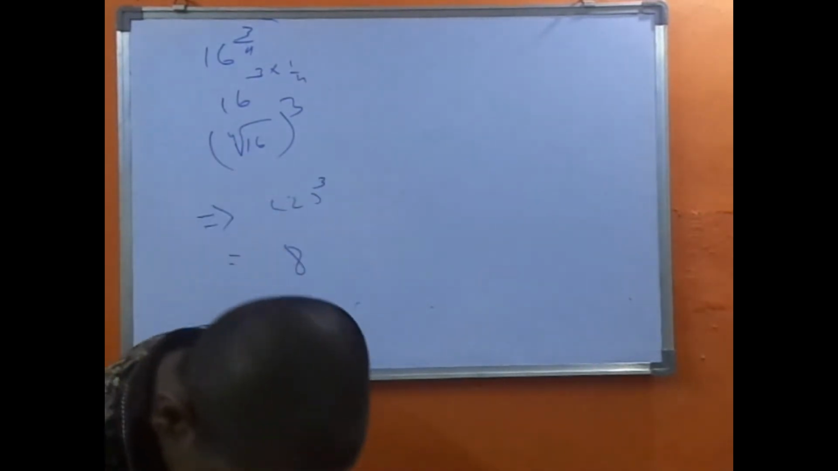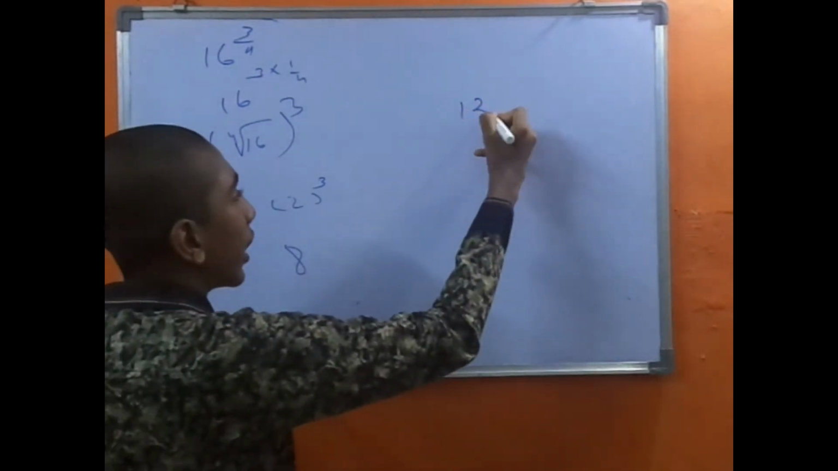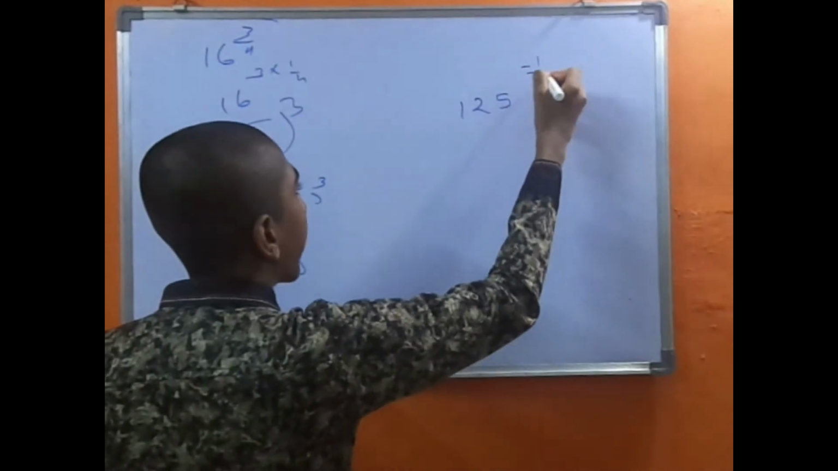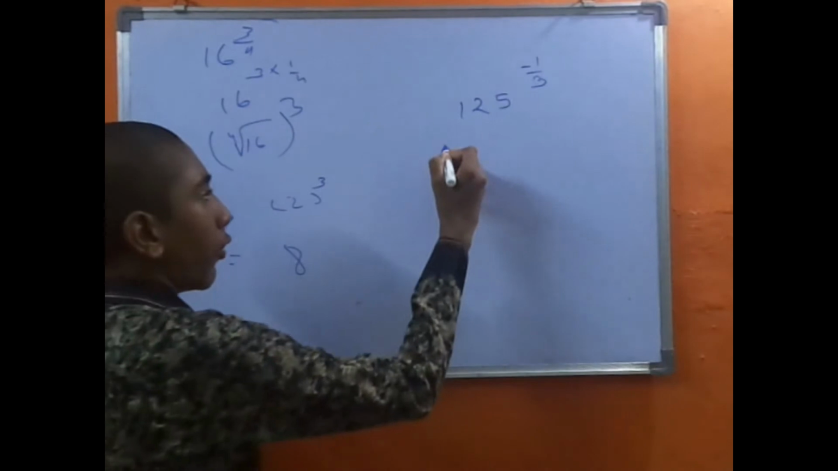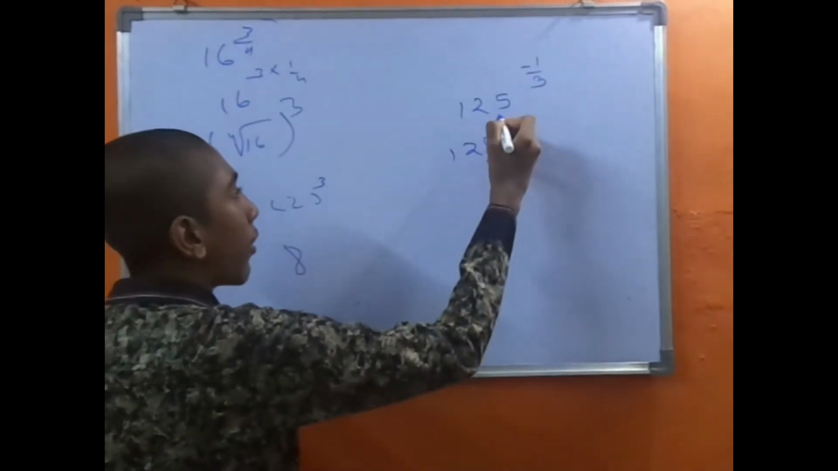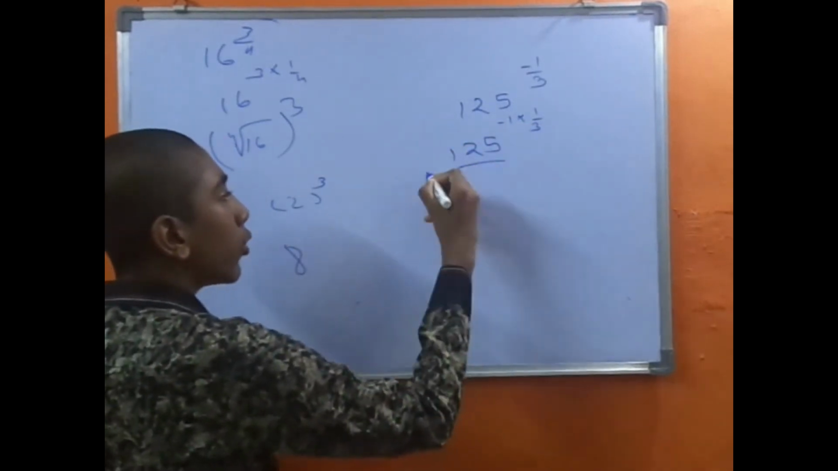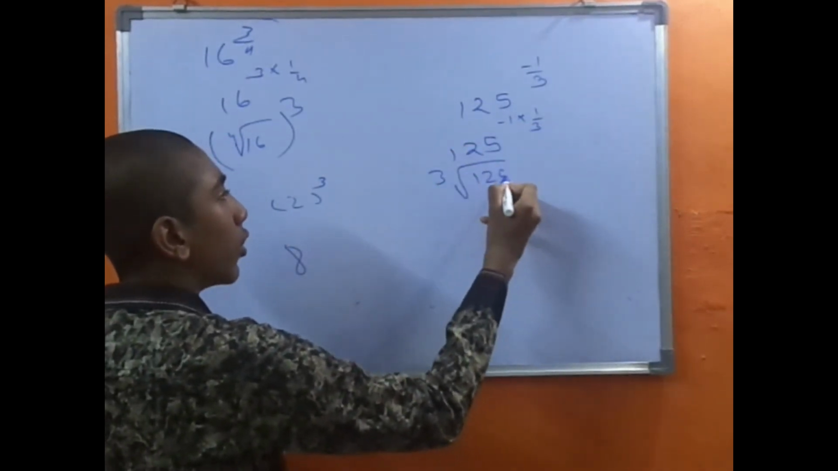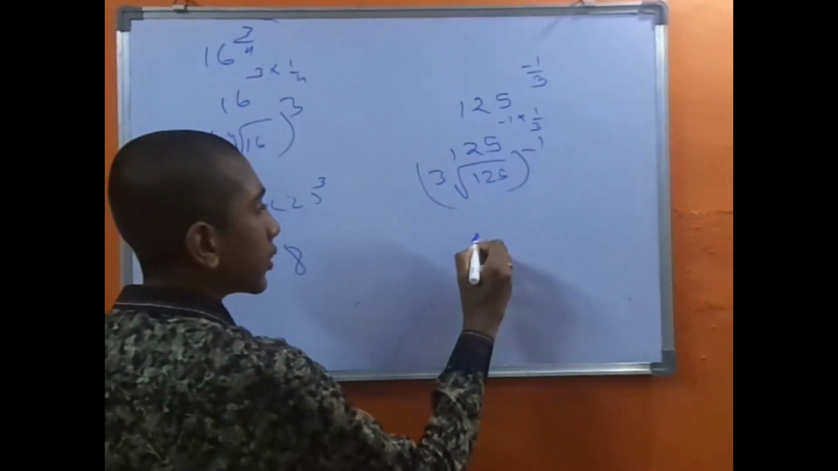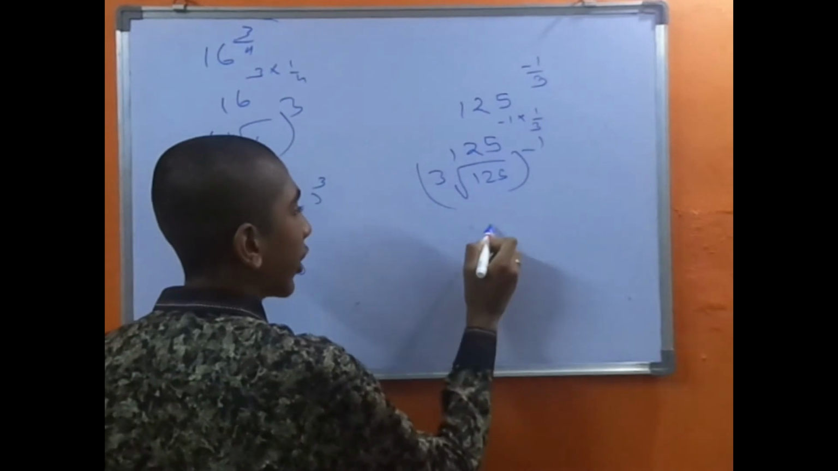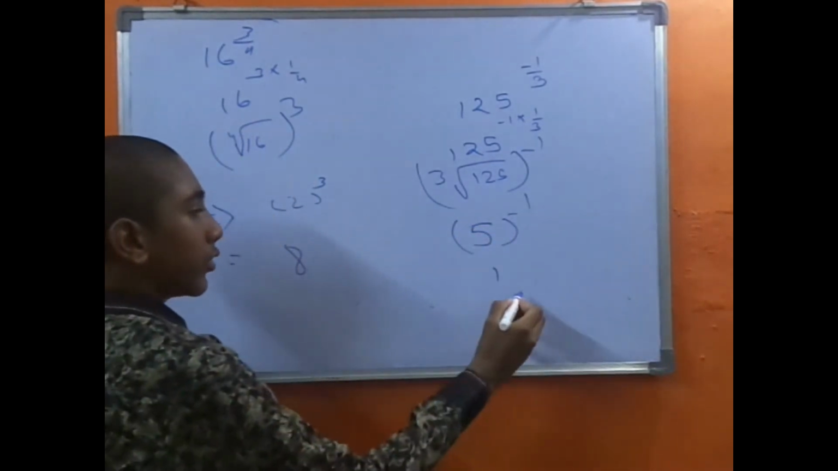But a little tricky one. Now here comes a tricky one. 125 power minus 1 by 3. So how will we do this? So 125 power minus 1 into 1 by 3, and cube root of 125 whole power minus 1, and this becomes 5 power minus 1, which is 1 by 5.